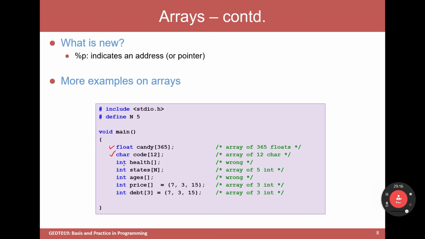And then this one is integer health. Oh, this has a problem. Why has a problem here? Because you did not decide the size of the array. So this one is wrong. You cannot make an array without deciding the size of the array. If you don't decide the size of the array, you must do it like this one.